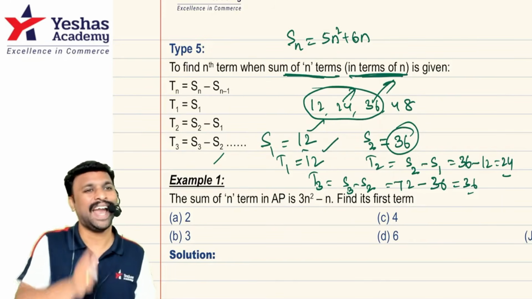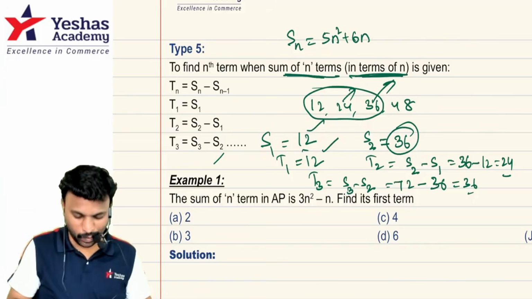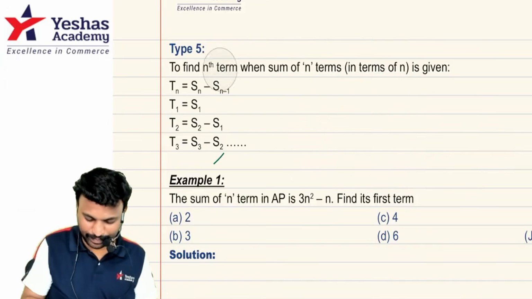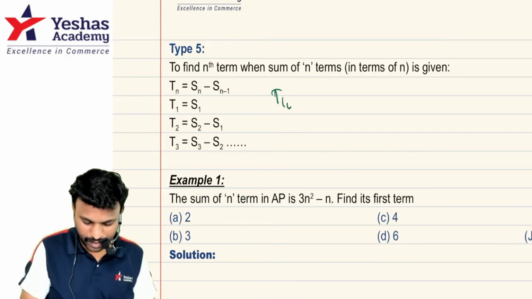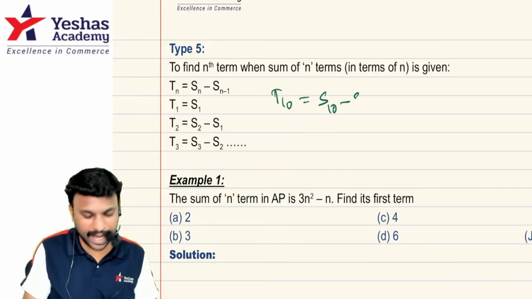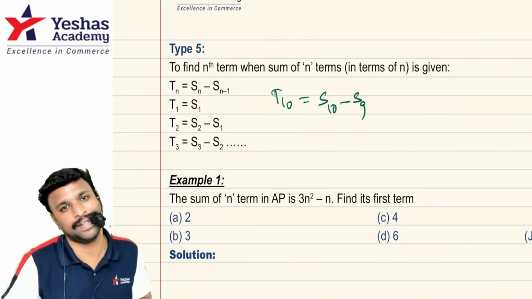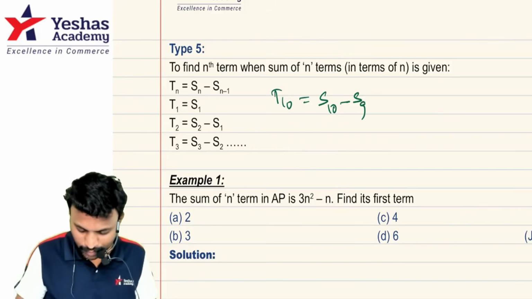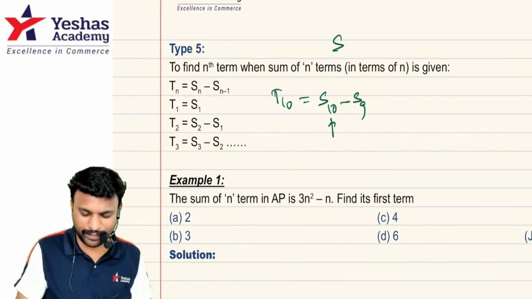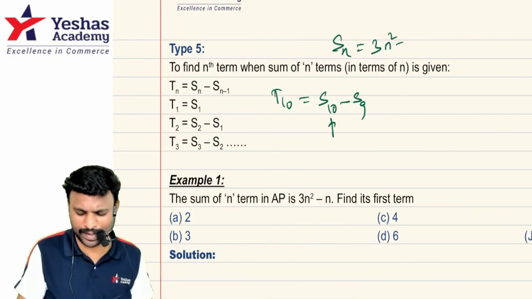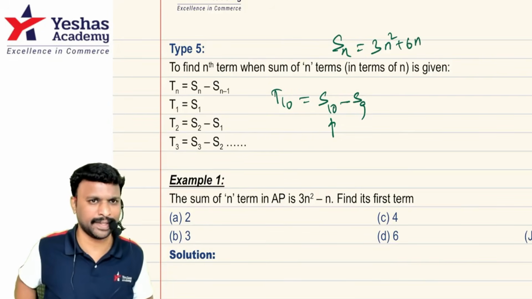So please do remember, only the first term is same as S1, but from the second term onwards, if you want T2, it is S2 minus S1. What if you want T10? S10 minus S9. Are you getting it, everybody? How to find S10? Because they'll give you Sn, okay? 3n square plus 6n. Let's say, for example, this is given.